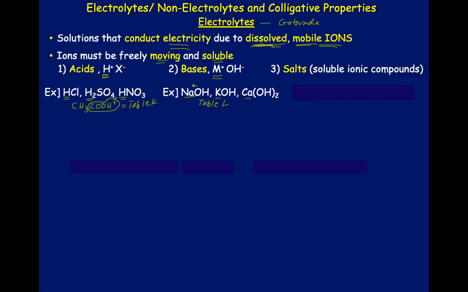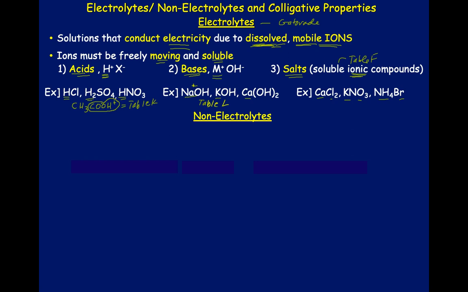Okay, next are salts. Salts are soluble ionic compounds. Okay, soluble ionic compounds. And again, you'll find these in Table F. Again, calcium chloride, sodium nitrate, ammonium bromide. These are salts. These are ionic compounds that are soluble. Again, they would also be electrolytes. So acids, bases, and salts. Okay, and important to know that these groups of compounds, when they dissolve in water, will produce mobile dissolved ions and hence will be electrolytes.